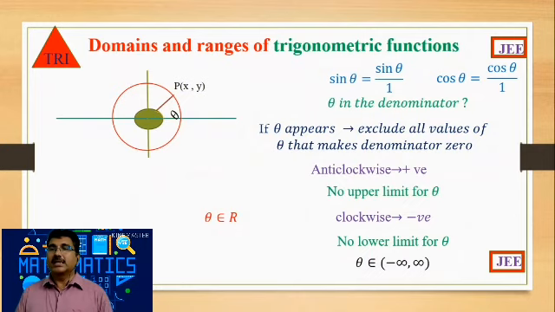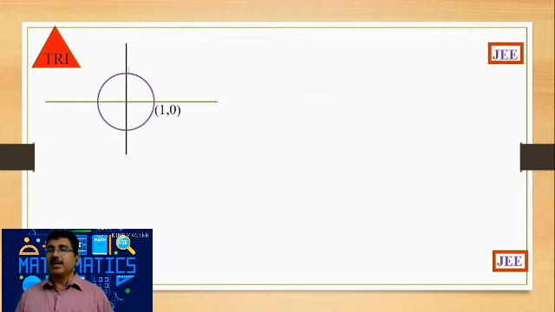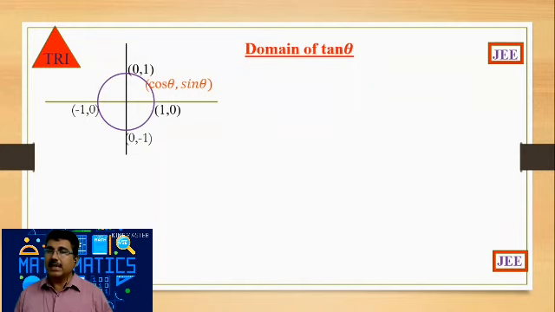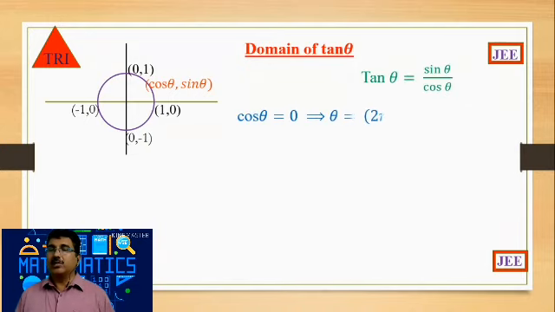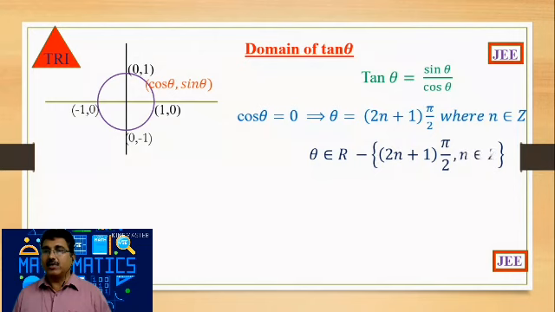Now, what is the domain of tan? Tan theta is equal to sine theta by cos theta. Here, theta appears in the denominator. Now, cos theta equal to 0 implies theta is equal to pi by 2, 3 pi by 2, 5 pi by 2 and so on. This can be written in general form: theta is equal to (2n plus 1) into pi by 2, where n belongs to Z.